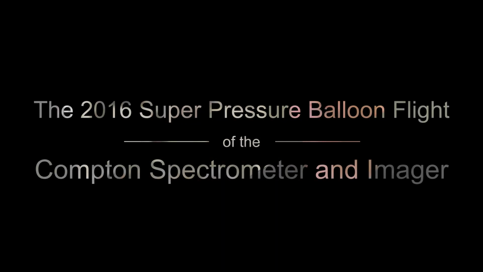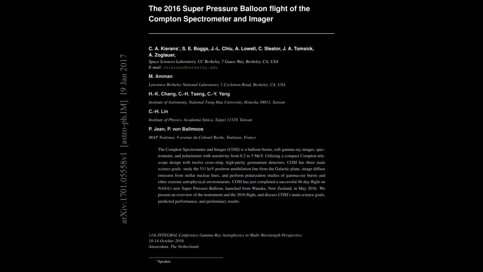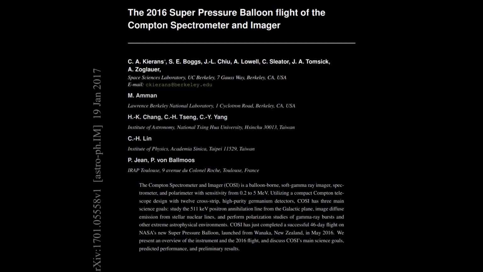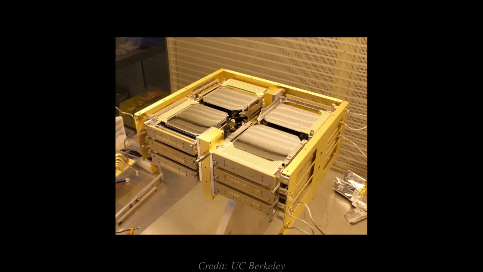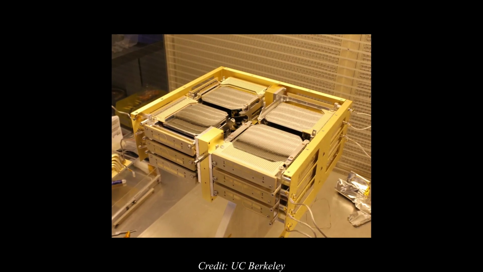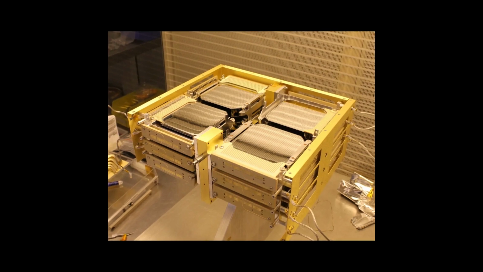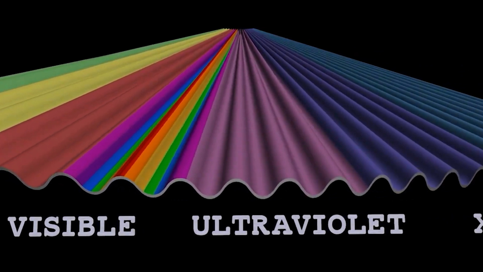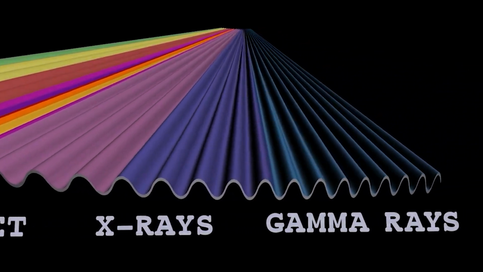As Dr. Steve Boggs explains, the person in the interview and one of the authors of the 2016 superpressure balloon flight of the Compton Spectrometer and Imager, COSI is a device used to observe gamma rays generated by astrophysical sources such as stars in the deep universe.